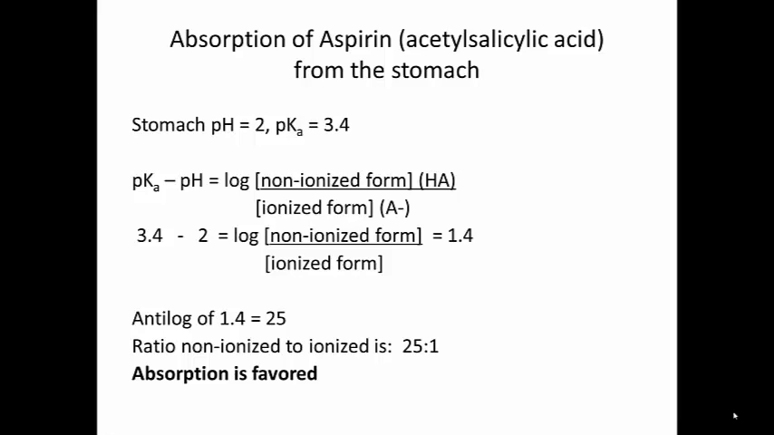An aspirin is given orally. It has a pKa of 3.4. The stomach has a pH of 2. Using the Henderson-Hasselbalch equation, we can determine what fraction of the drug is non-ionized in the stomach. Taking the pKa minus the pH, we get 1.4. And if we take the antilog of 1.4, which is 25, we can determine that the ratio of non-ionized to ionized drug is 25:1. Knowing that a non-ionized drug is more easily absorbed across biological membranes, we can assume that absorption from the stomach is favored.